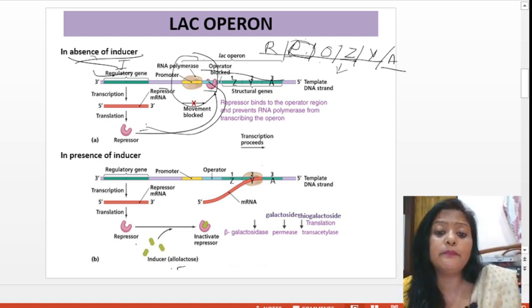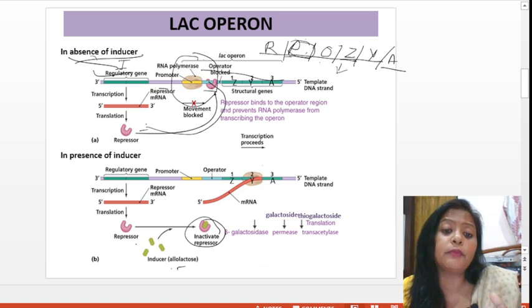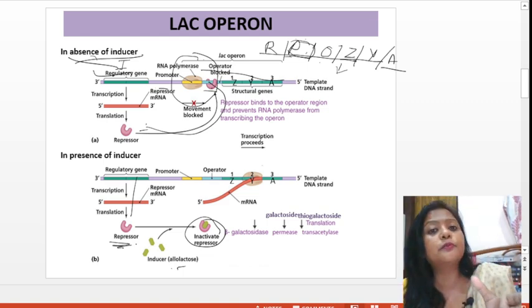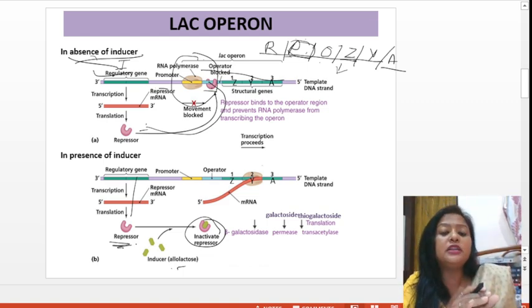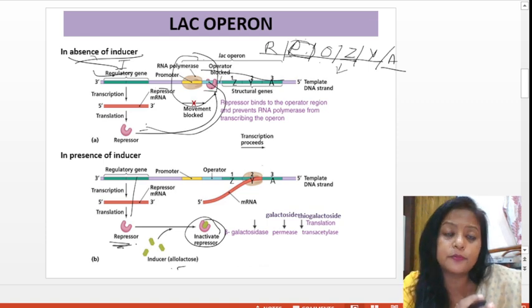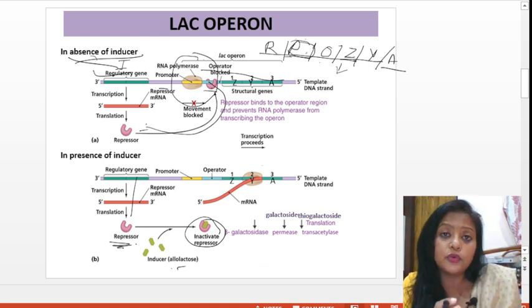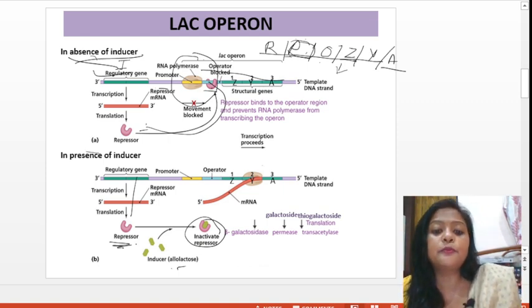Okay, it will go and bind to the repressor protein that is formed by the regulatory gene out here. See, this is a repressor protein. So it will bind to the repressor protein and inactivate it. When the allolactose is inactivating the repressor protein, therefore what will happen? The repressor protein cannot bind to the operator, and the operator is free.